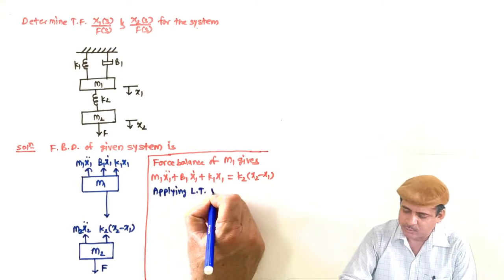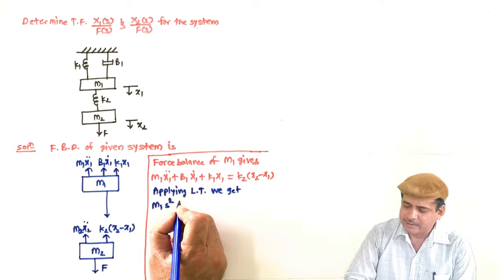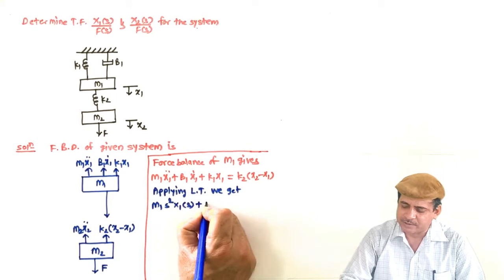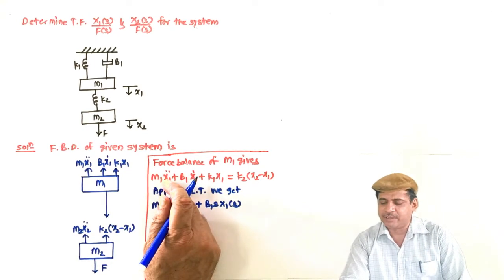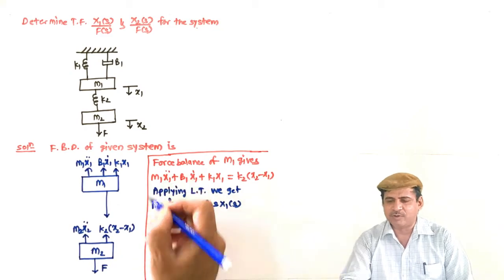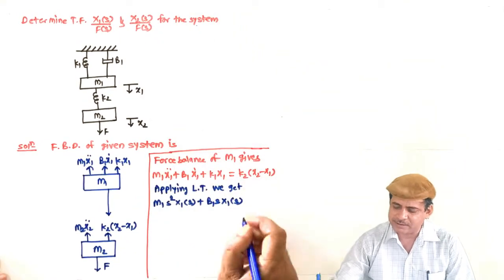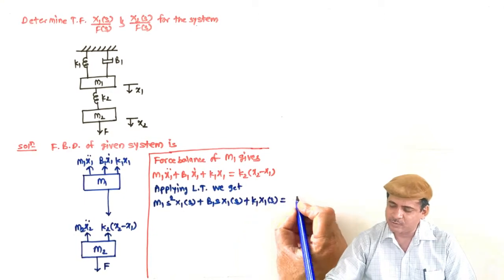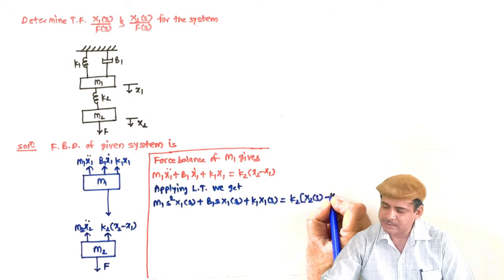Applying the Laplace transform we get m1 s square x1 of s plus b1 s x1 of s. How does this term come? This is a double derivative, so the Laplace of x1 double dot is s square x1 of s, and m1 is a constant. Similarly here it is a first derivative, so it will be b1 s x1 of s, plus k1 x1 of s is equal to k2 in the bracket x2 of s minus x1 of s.